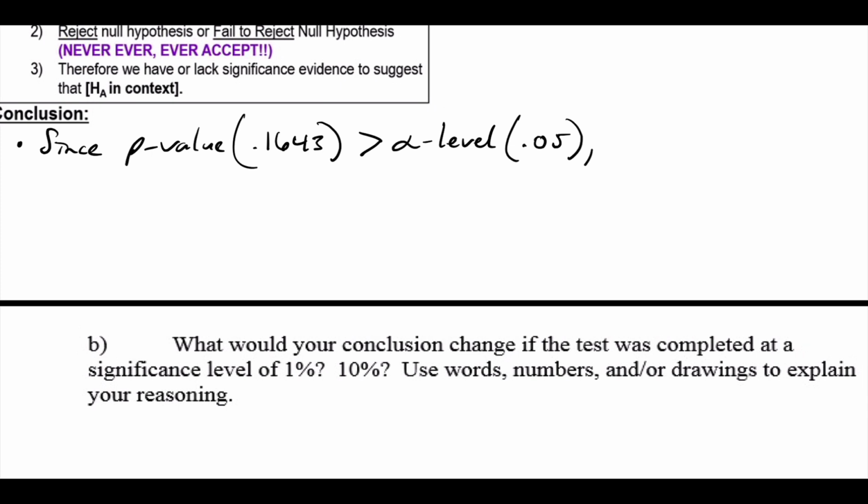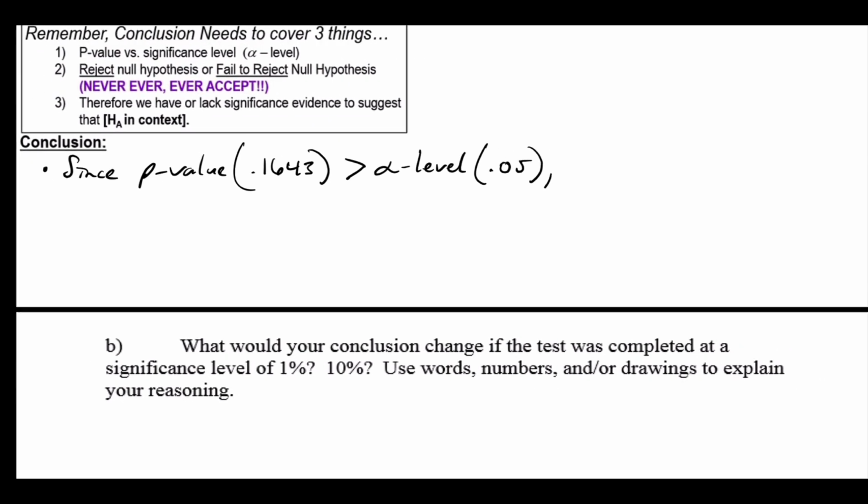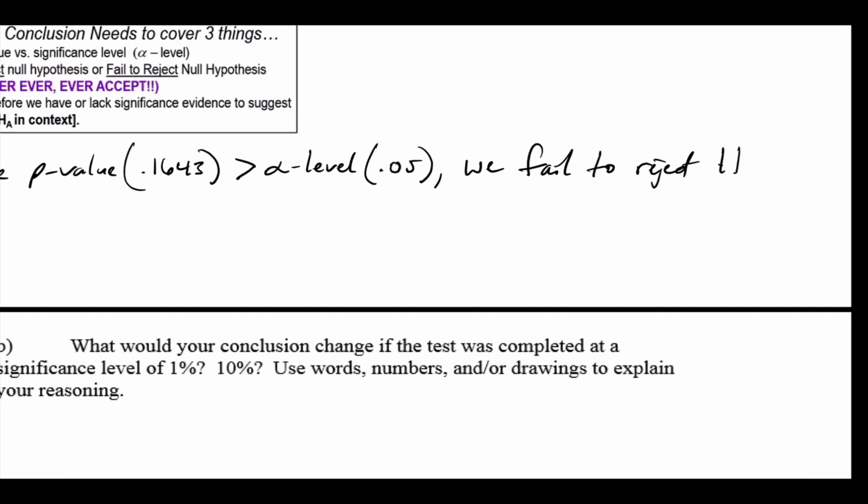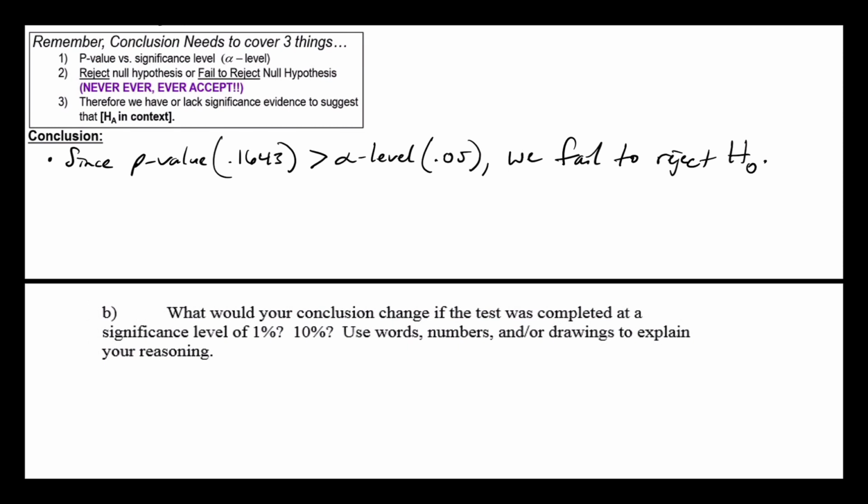So if the p-value is bigger than alpha, which one? We fail to reject the null hypothesis. Okay. That takes care of 1 and 2. Now number 3.